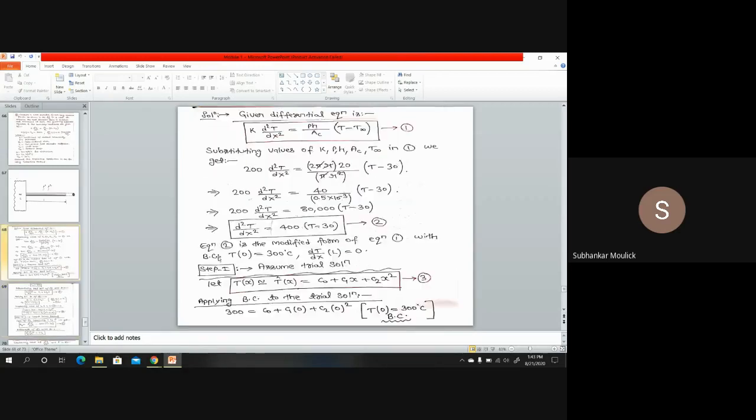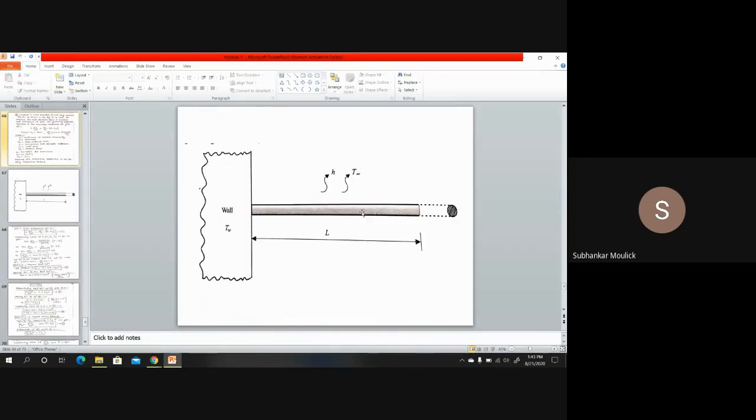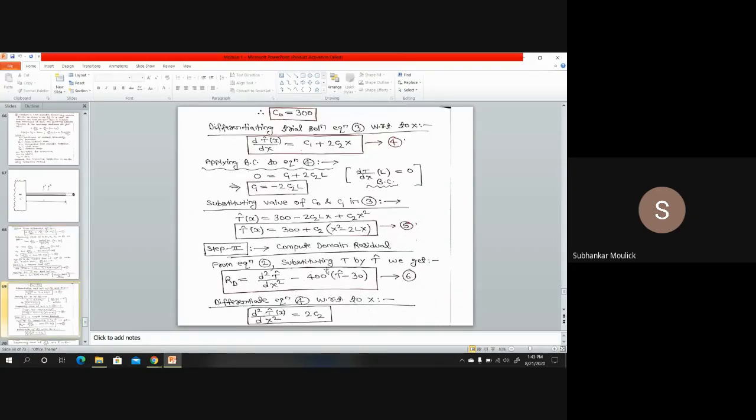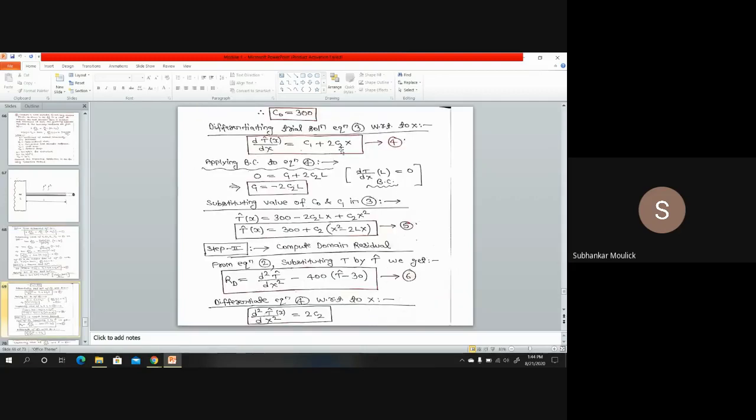So let us apply the second natural boundary condition, that is dT/dx will be 0 when x is L. For that, I need to differentiate my assumed trial solution. So dT/dx is equal to, this C0 is constant, so no differentiation, plus C1 into d/dx of x, which is 1, plus C2 into d/dx of x square, which is 2x. So it will be C1 plus 2C2x, which is equation number 4.